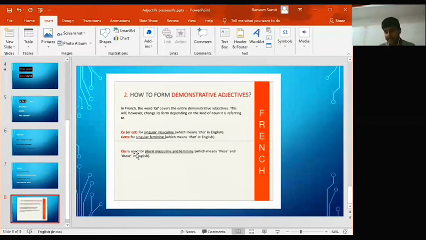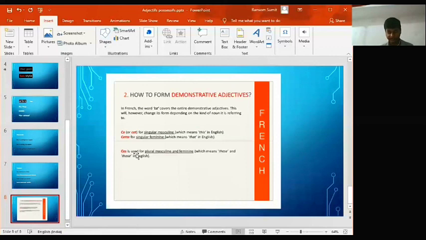Say I'm going to translate this child is gentle. So that would be cet, C-E-T, enfant est gentil. Now let's take another example. Say I have to say these children are gentle. Now the noun is plural, so we are going to use ces. Now ces enfants with an S, and sont gentils.